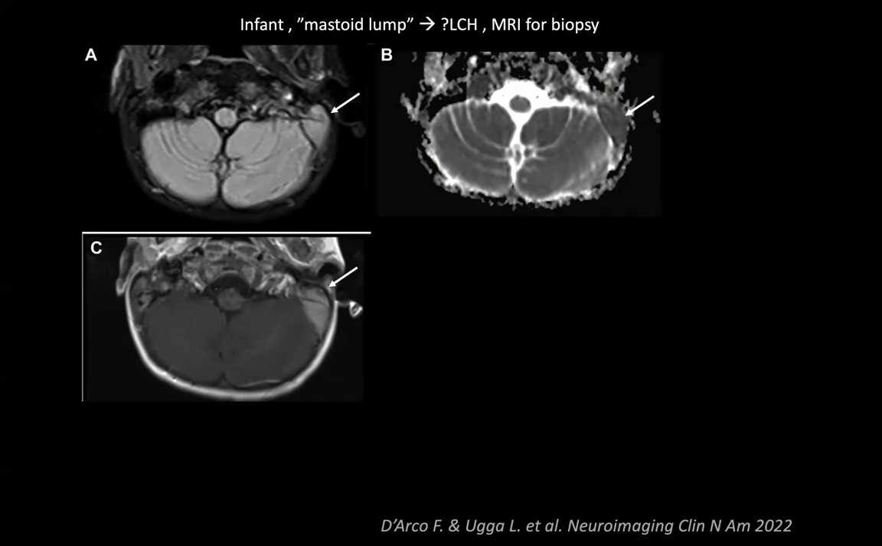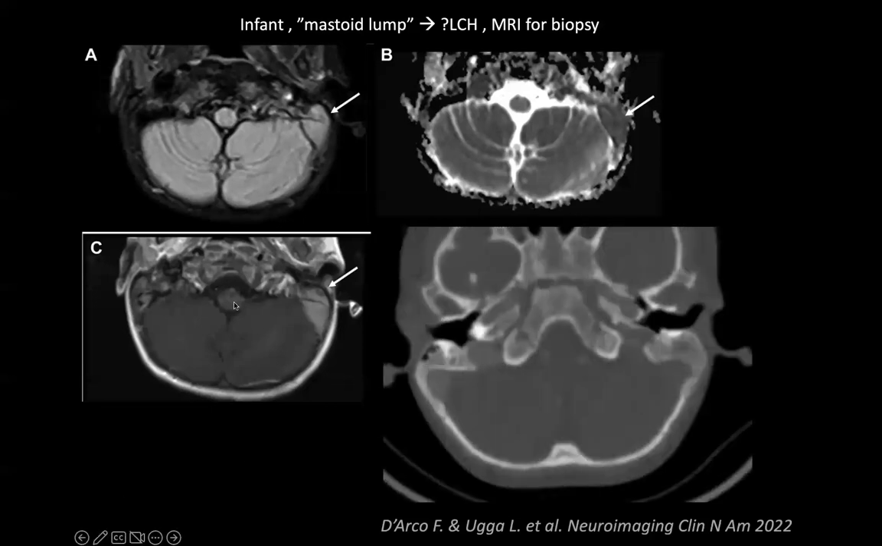And this child, this is a scan done externally. Again, they did not fat saturate the T1, but they did a CT. Actually, this was a CTV, and you can see there was no thrombosis, but there is this permeative aspect of the mastoid when compared with the other side.